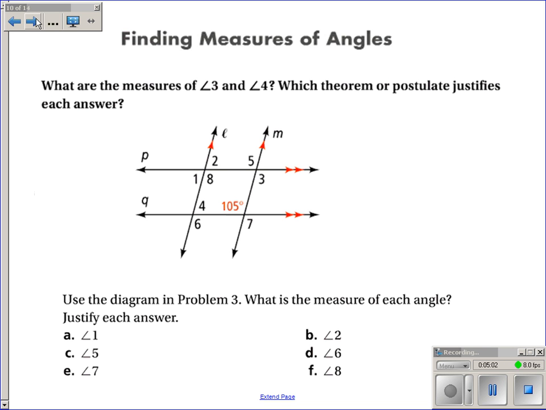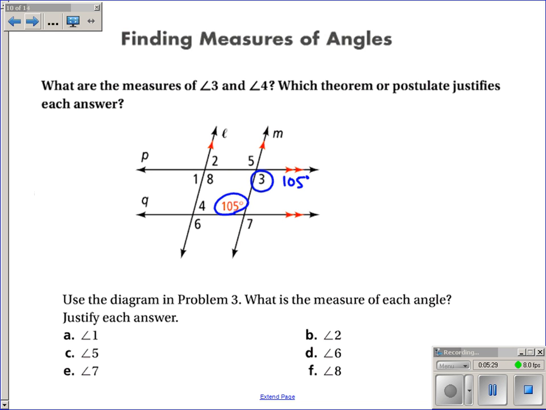Okay, now some more application. What are the measures of angles 3 and 4, and what theorems or postulate justifies each answer? Okay, I'll start with 3. Now, if you look at 3, the only angle we know is 105, and how are those two angles related? Well, they're alternate interior angles, and so by the alternate interior angles theorem, they're congruent. So 3 is also 105 degrees.